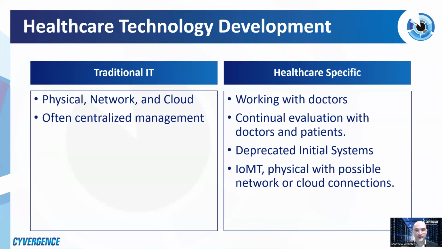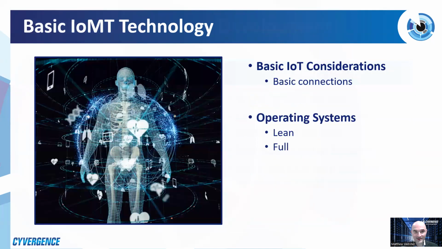Healthcare specific is a little bit different because a lot of times when you're talking about IOMT and some of these others, they're going to go through continual evaluation processes, working with doctors and things like that to see that the products are working appropriately. And it's that continual improvement model that's part of healthcare organizations today. Also, the deprecated initial systems, like I said, 96% seems low to me, but you're going to find that in many organizations. Also, IOMT is a big challenge. They've got different types of physical connections and weaknesses and network and cloud connections, but we're going to talk about more of the details soon.